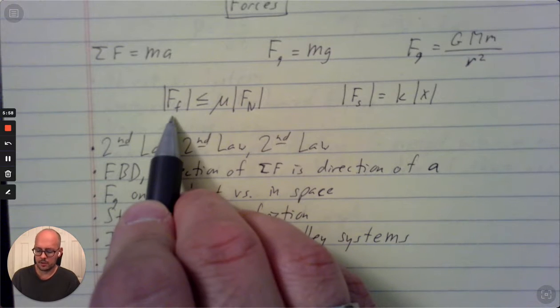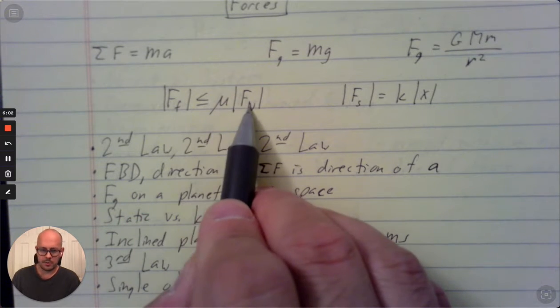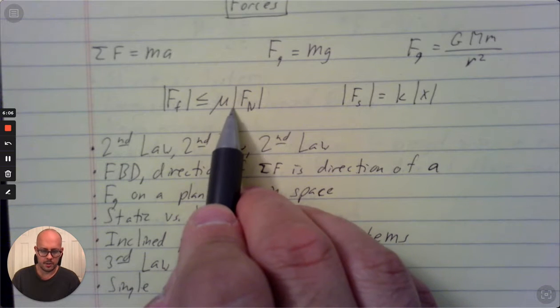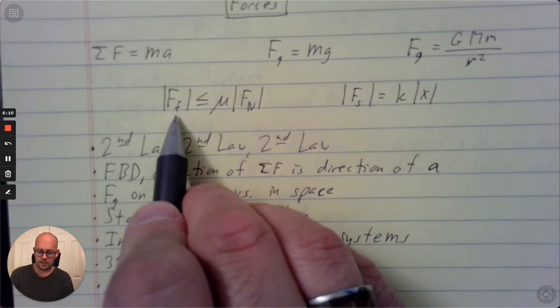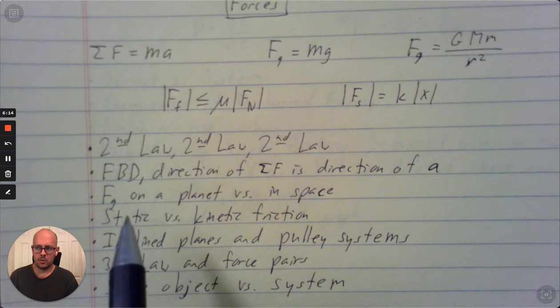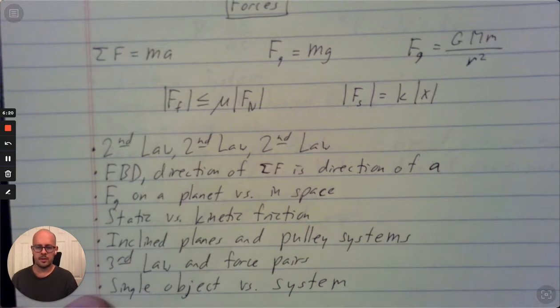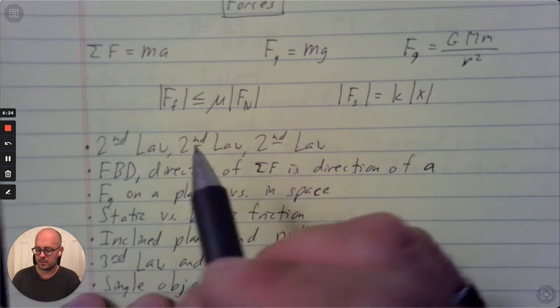So we say that the static friction force is less than or equal to mu times the normal force. So for static friction, mu times the normal force represents the maximum force of static friction, and static friction can be less than that. Basically, static friction will push back with exactly the same force you're using to push it until you overcome static friction. So definitely go back and review those concepts.